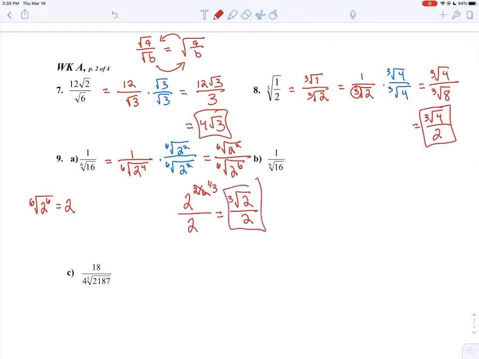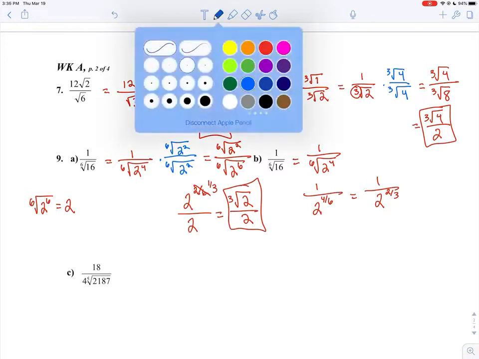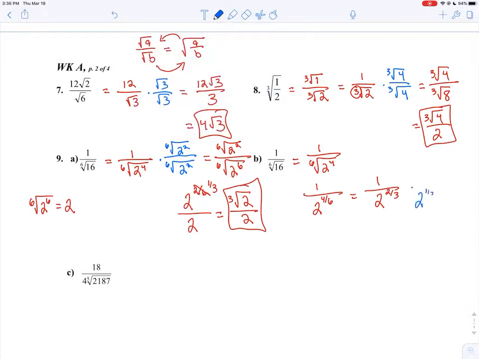If we wanted to do that in exponential form, we could rewrite this, and I'd still say I got 1 over the 6th root of 2 to the 4th, like we said. If I rewrite the 6th root of 2 to the 4th in exponential form, I'd say 1 over 2 to the 4/6, which I'm going to simplify to 1 over 2 to the 2/3. To rationalize our denominator, we need to make that exponent an integer. We've got the 2/3, so what do we need to multiply by in each case? We need to multiply by 2 to the 1/3 power.